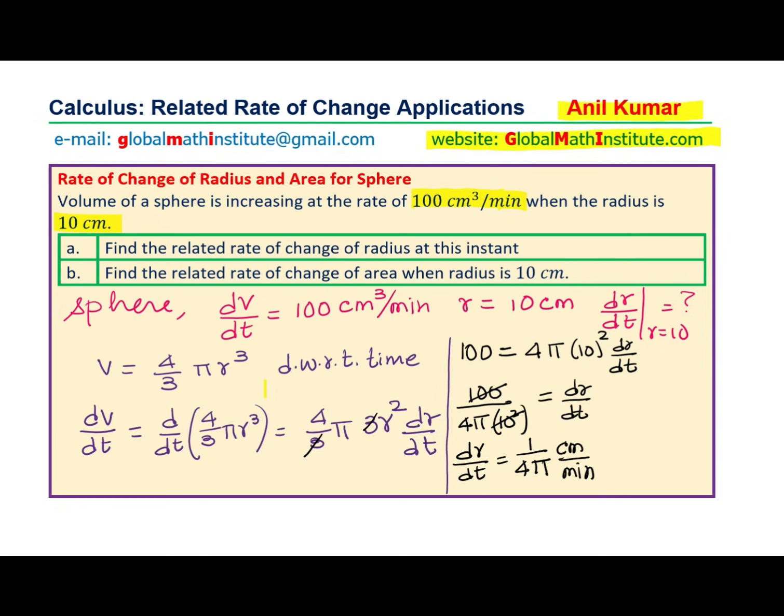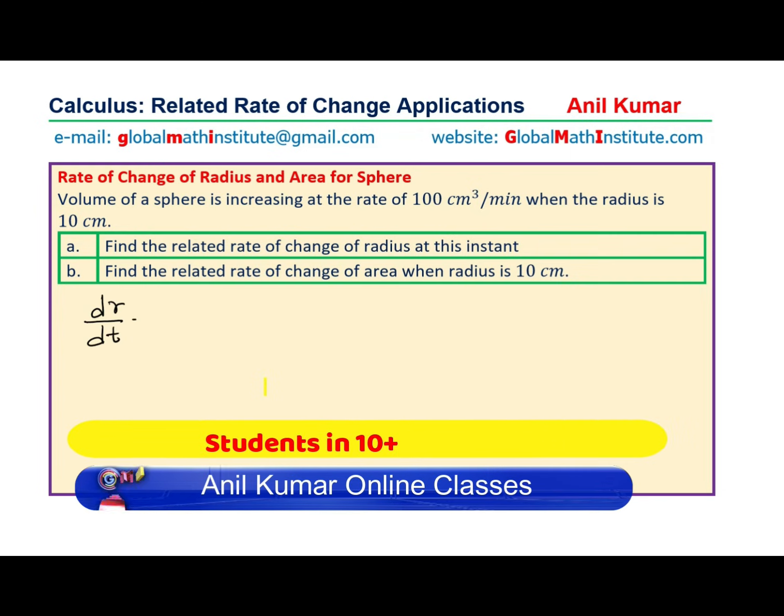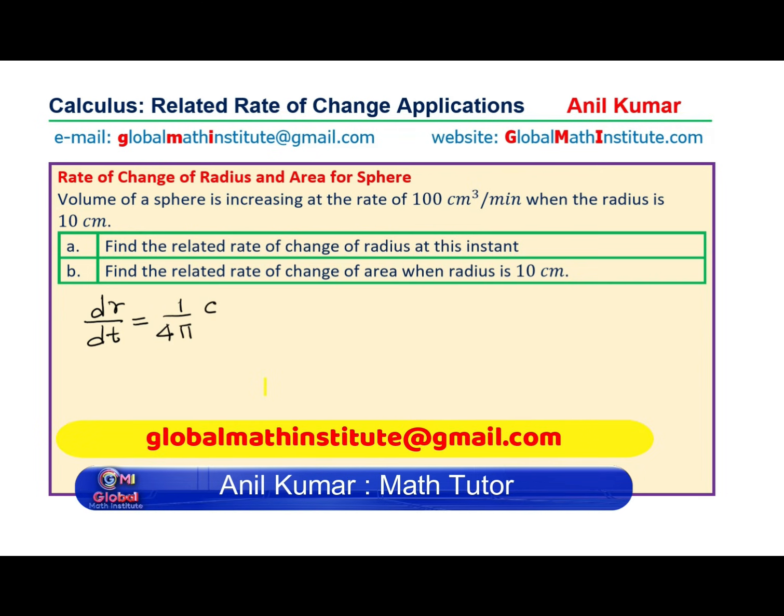Is that clear to you? So that is how we are going to do part 1. So we got dr/dt as 1 over 4 pi. I hope all the steps are absolutely clear. Now let us do part 2. So we just found that dr/dt is equal to 1 over 4 pi centimeters per minute.